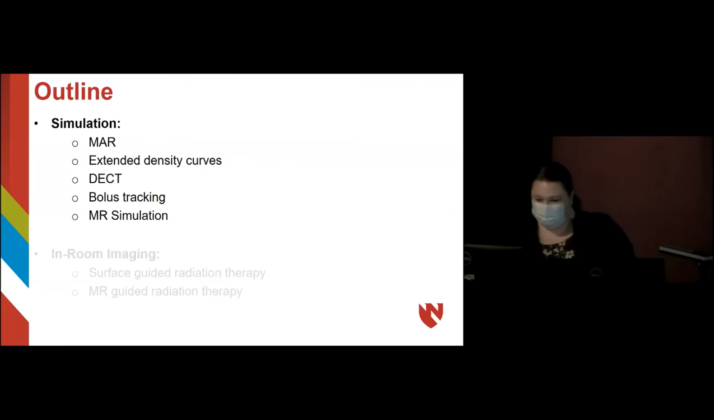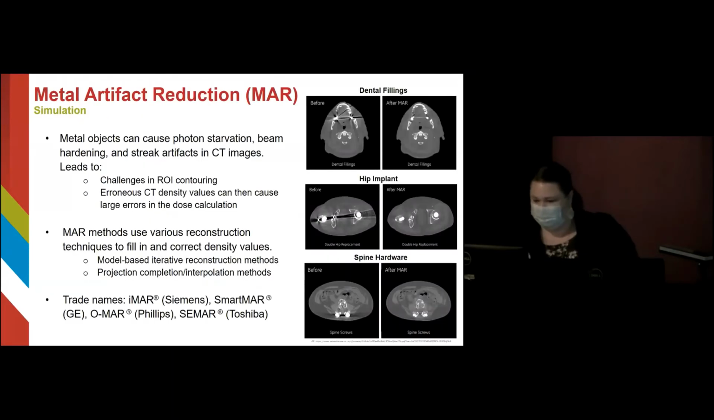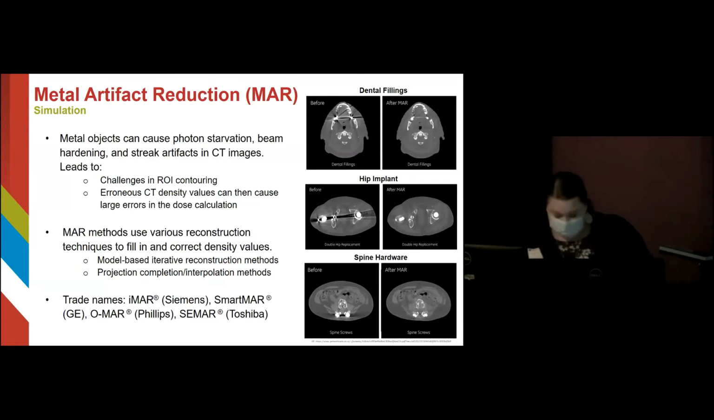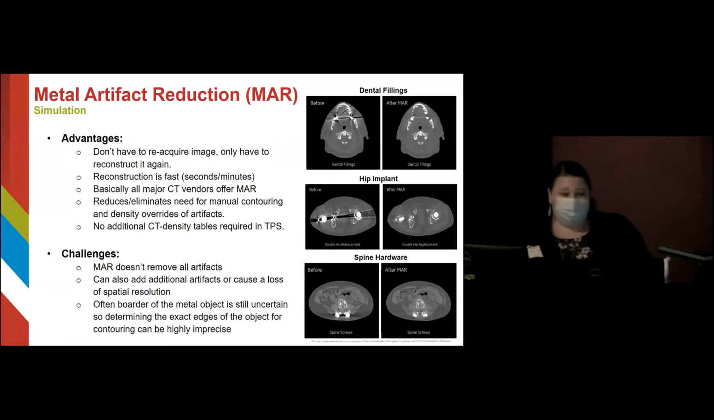All right, so metal artifact reduction is a reconstruction algorithm that can be used to reduce these artifacts. MAR methods are really easy to implement clinically. You can just acquire your CT simulation scan like normal, and then add an additional MAR reconstruction. Also, you don't need to commission an additional CT to density table in your treatment planning system. Some challenges are, though, that it doesn't always remove all of the artifacts, and sometimes it can cause additional artifacts itself, but generally it still offers a significant improvement. And then also the borders of the metal object itself can still be somewhat uncertain.